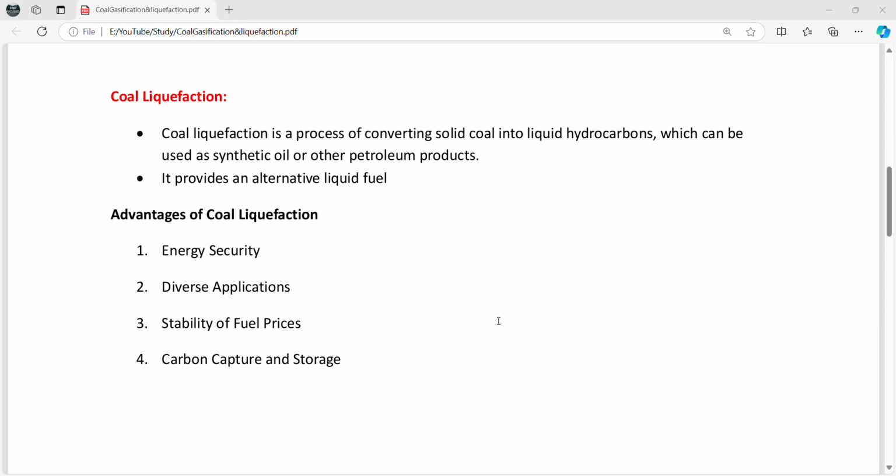Diverse applications such as synthetic fuel from coal liquefaction can replace conventional petroleum products in the transportation industry and power generation. And the most important advantage is stability of fuel prices. Domestic production of liquid fuels from coal can stabilize the prices by reducing our dependency on the volatile international oil market.